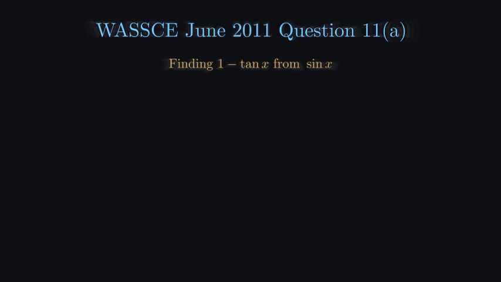Today, we are solving WASSCE June 2011 question 11. A. We are given sin of x equals 0.6, and we will use a right-angled triangle to find 1 minus tan of x.